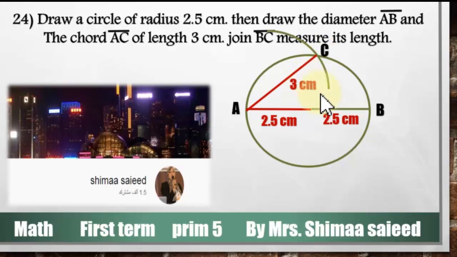Now join BC to have the triangle. Use your ruler to measure its length. The measure of BC equals 4 centimeters.